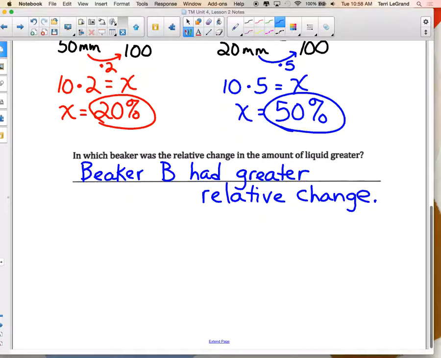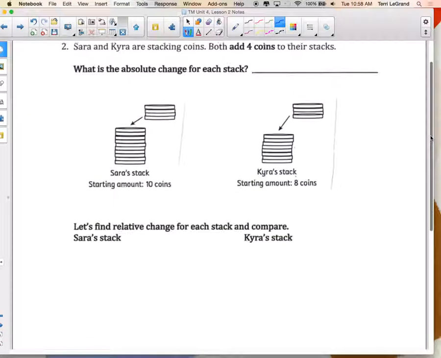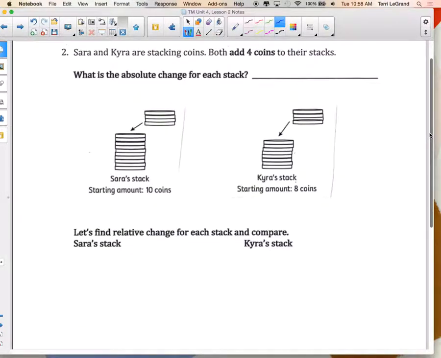Okay, let's go to the back and do one more then. Let's go do one with some coins. We have Sarah and Kira who are stacking coins. Both add 4 coins to their stacks. Can we answer this first question right away? What is the absolute change for each stack? Carly? 4 coins. They're each going to change by 4 coins.